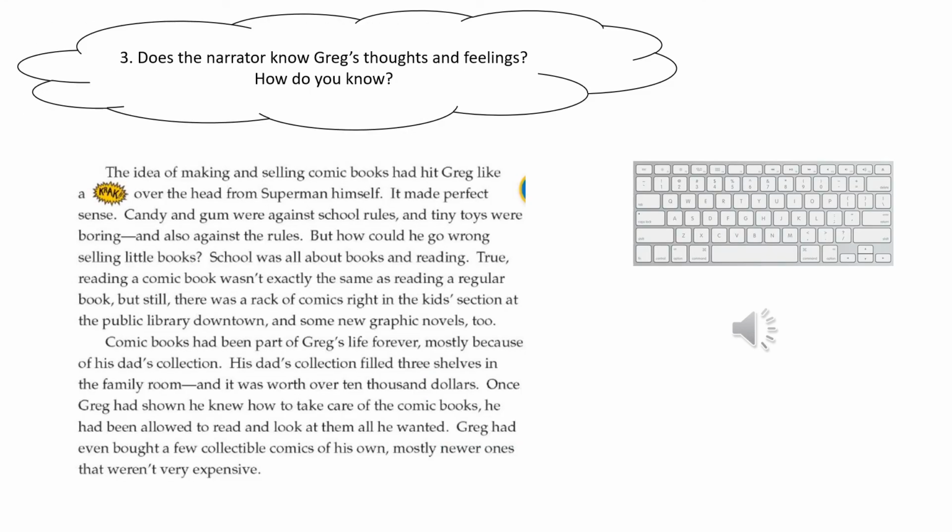So now on number 3, I want to know, does the narrator know Greg's thoughts and feelings, and how do you know? You will need to go back through these pages 44 through 46 to give me evidence of how you know that the narrator knows Greg's thoughts and feelings.